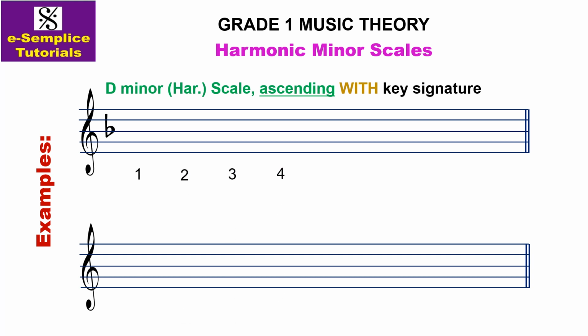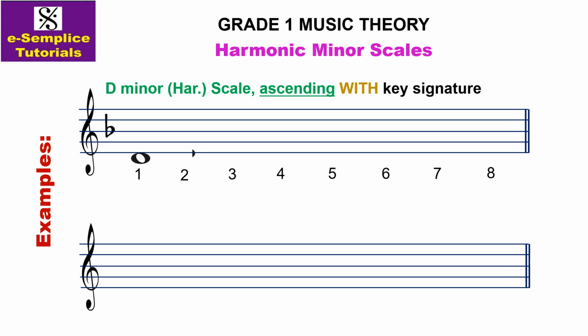Now the scale is going to be ascending, so it goes from 1 to 8. And remember, the 1st and the 8th note must be the same letter name. You cannot start a scale on, say, letter D and end on letter E, or start a scale on letter D and end on letter C. The start note must be the same as the end note. So this is a D minor scale, so it will go from D to D.